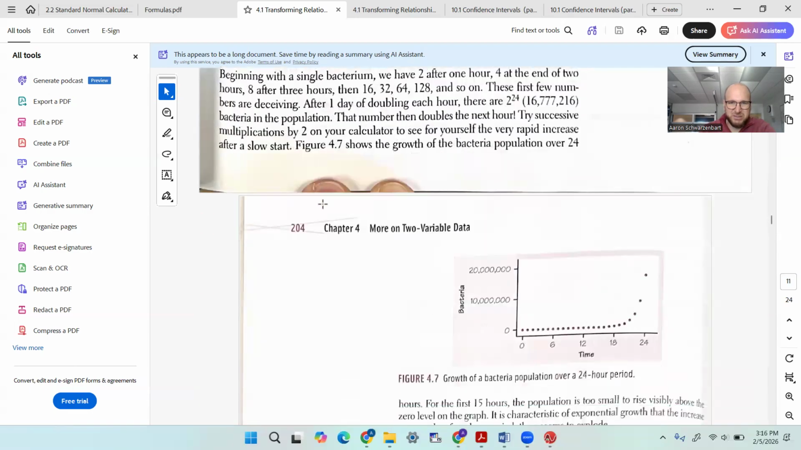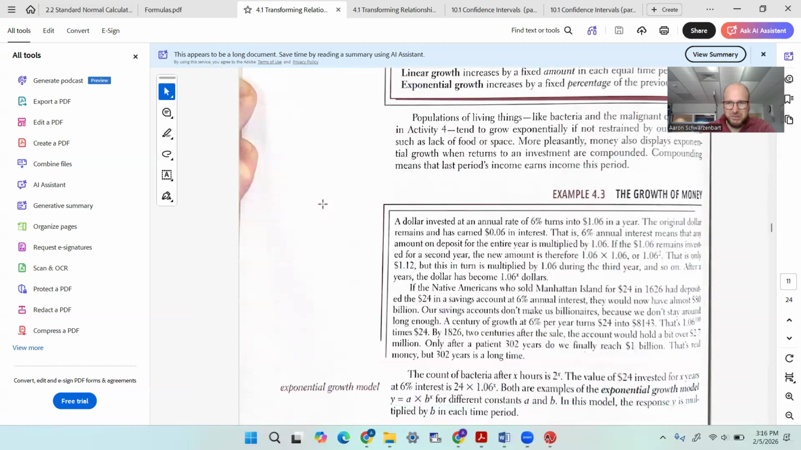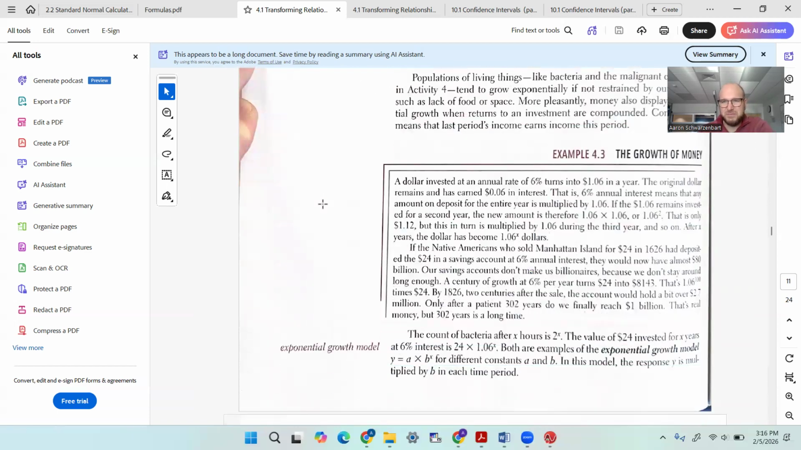You know what exponential growth is. You know what linear growth is. So we're going to talk about how to actually apply this to a problem. A dollar invested at an annual rate of 6% returns 1.06 in a year. The following year, that dollar has earned 6% interest, multiplied by 1.06 every year. The new amount is therefore multiplied by 1.06. This is 1.12, which in turn is multiplied by 1.06 the third year.